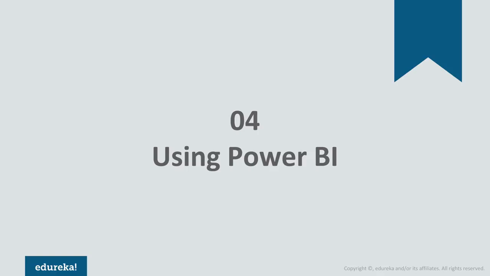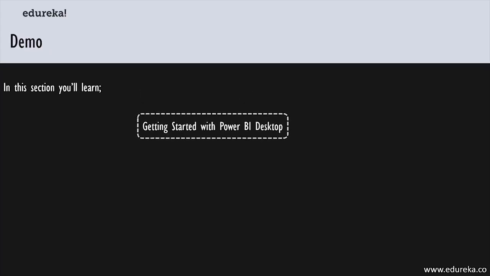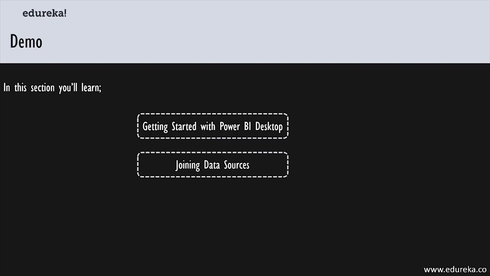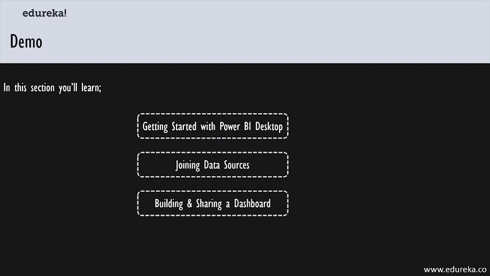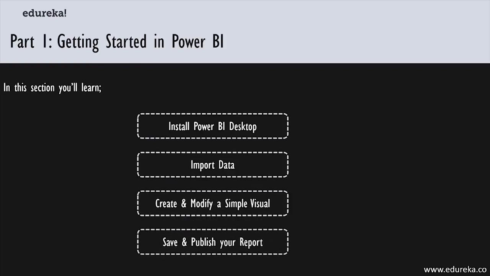So, what we're going to cover today, in part 1, we'll be getting started using it. Part 2 will talk about joining data from multiple sources, and part 3 will talk about building and sharing a dashboard. And at the end of this, we'll have a demo. So part 1, getting started. In this section, we'll learn how to install the application. We'll talk about importing data from Excel to Power BI. We'll create and modify simple visualizations, and we will save our report and publish to Power BI service.